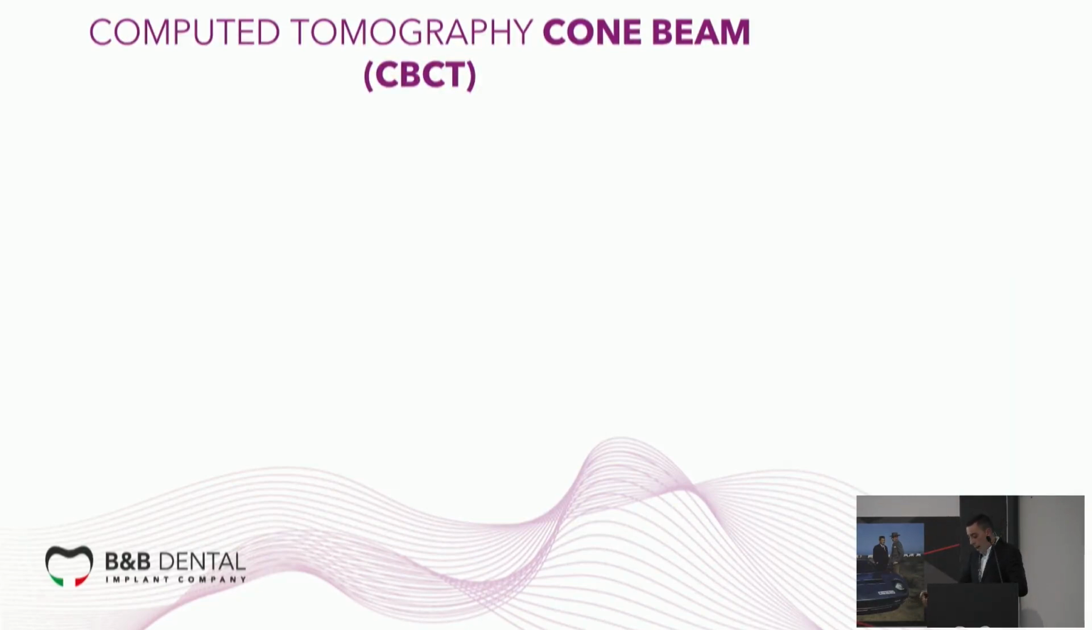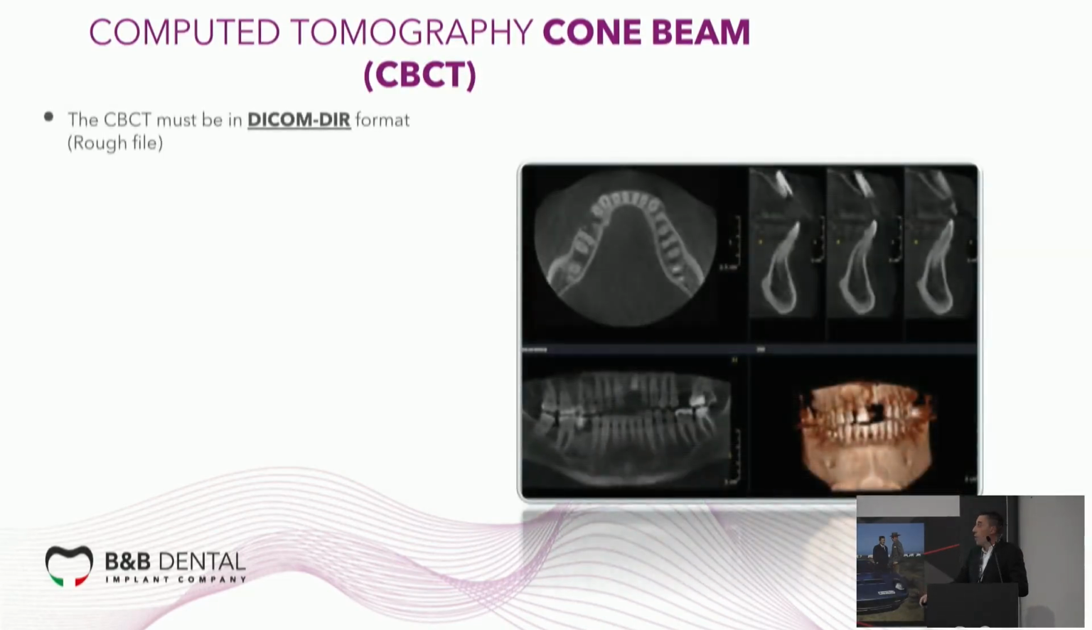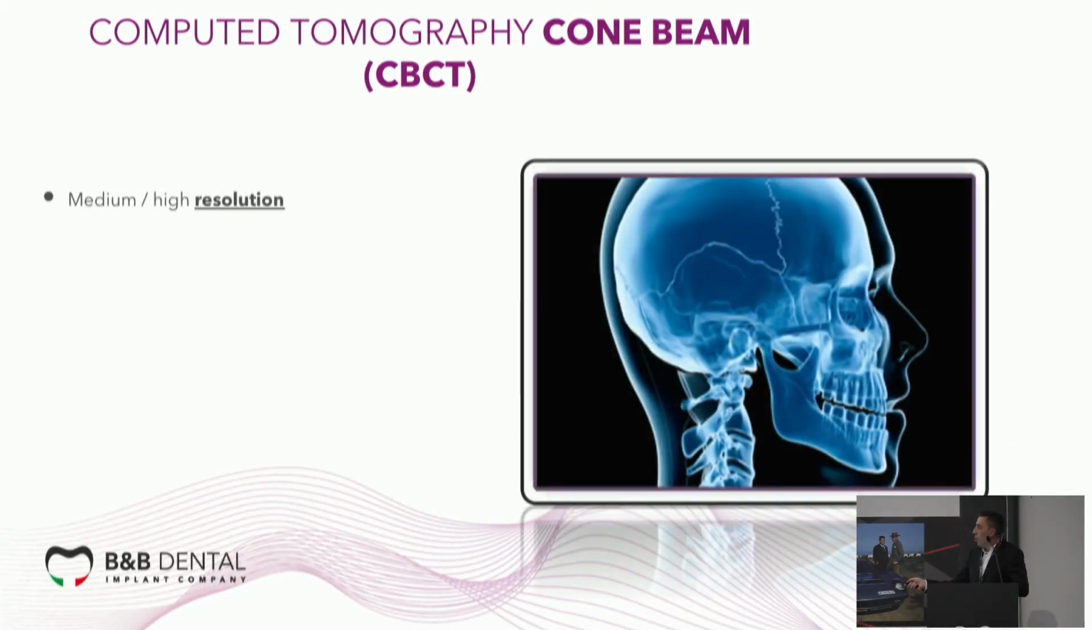Computer tomography, the CBCT: how does it have to be? Our software reads just the DICOM DIR format. If you have a CBCT in your dental studio, you can export different file formats, but our software reads just the DICOM DIR format, the raw file. Medium or high resolution: you can choose the resolution on your CBCT. Usually the medium resolution is between 0.3 and 0.6 millimeters per slice, because when the CBCT is performed it creates different slices, and the slice thickness is best between 0.3 and 0.6 millimeters.